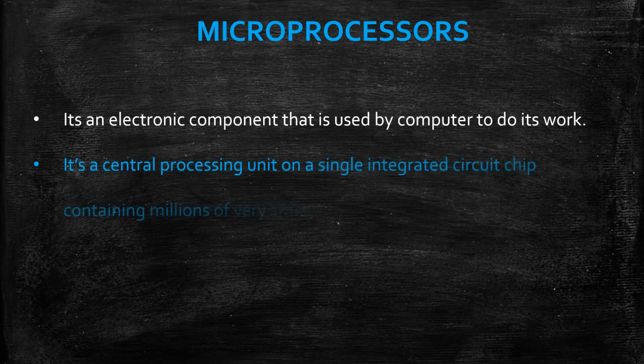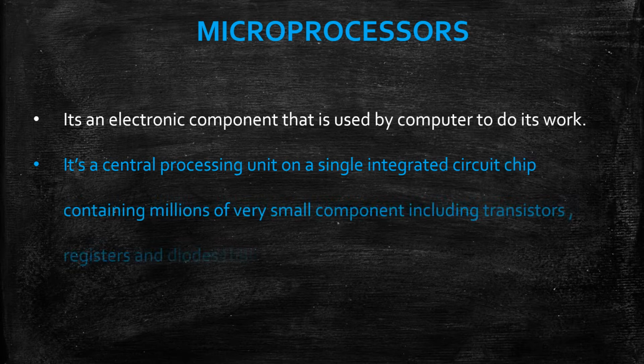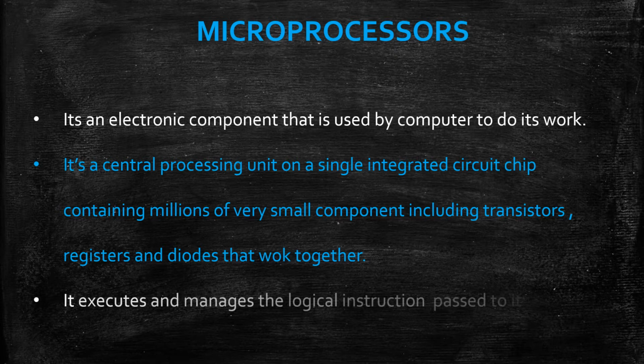It's a central processing unit on a single integrated circuit chip containing millions of very small components including transistors, resistors and diodes that work together and perform some specific task, right? In the chapter on the integrated circuit, we learned how transistors are incorporated on the IC, remember? So this is the microprocessor definition, and it executes and manages the logical instructions passed to it.